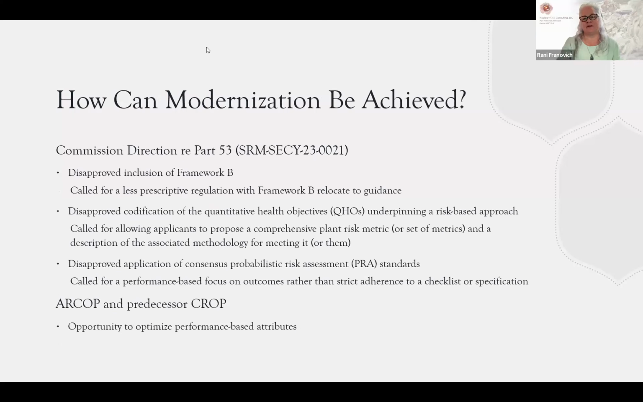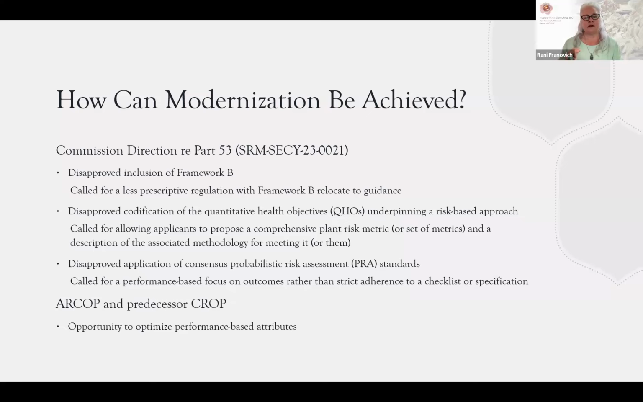Okay, so legislation is a key component of modernization, but beyond the scope of this COP and discussion of what it means to be performance-based. So just before the NRC's Regulatory Information Conference in mid-March of this year, the Commission directed NRC staff to address stakeholder objections to the proposed 10 CFR Part 53 rule package within 6 months. Specifically, the Commission did the following. First, they disapproved inclusion of Framework B and called for a less prescriptive regulation with Framework B relocated to guidance.